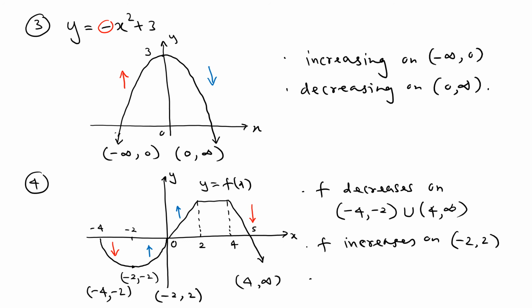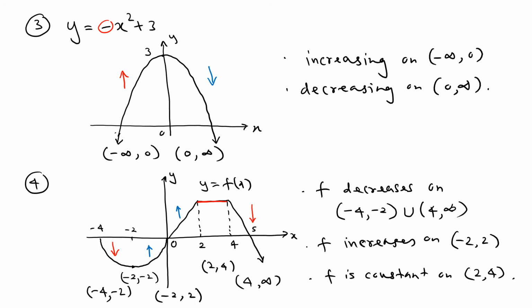And then the last one, we can see that f is constant on the interval between 2 and 4. You can see between 2 and 4, the function stays the same. So it's constant. So if it's constant on, we can say 2 to 4. So that's how we write the intervals for complicated functions like that.